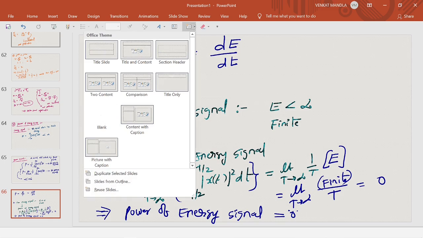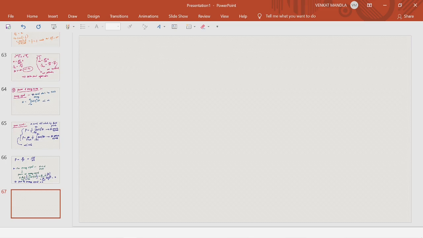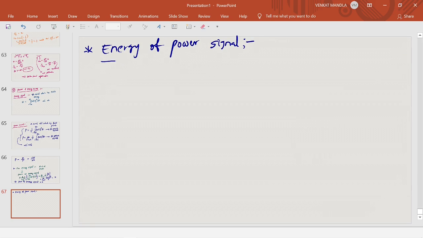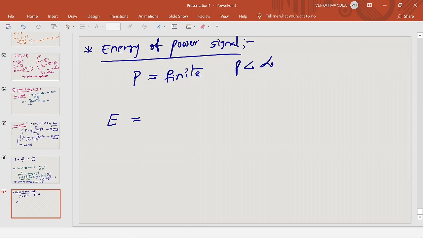Similarly, I will find out the energy of a power signal. So I want to find out the energy of a power signal. For a power signal, power is finite. P is less than infinity. So energy equals the integral from minus infinity to plus infinity of magnitude of x of t whole square dt.